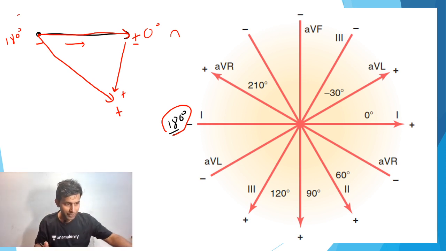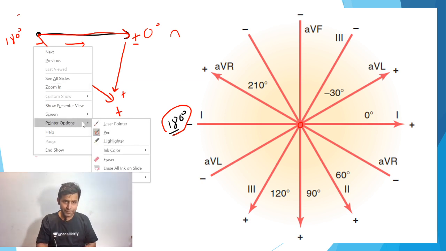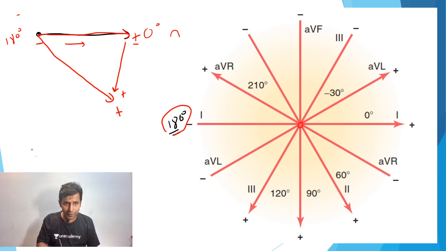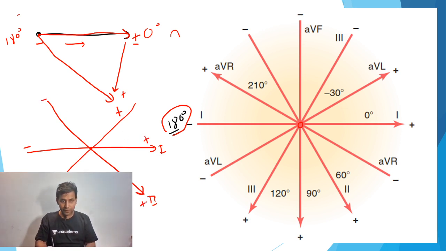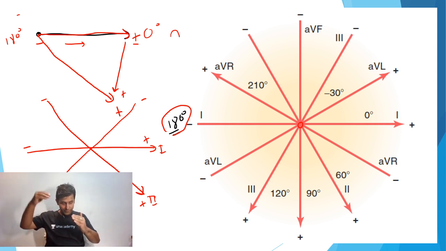Now if I take all three leads and combine them from a common starting point, the leads would look something like this: lead 1, lead 2, and lead 3. Again, each has a negative and a positive end. So the position of the electrodes gives us very important information about in which direction the electrode is placed and in which direction the current is flowing.